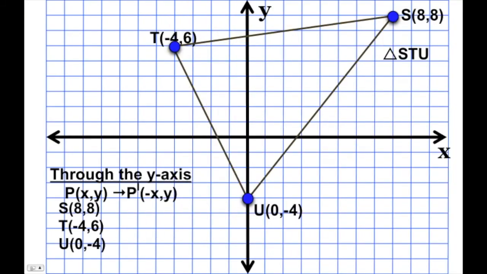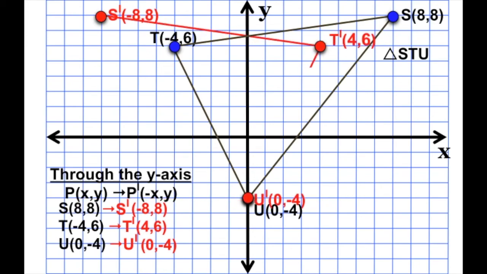So here we have our triangle STU, and we want to reflect it through the y-axis. And because we're reflecting it through our y-axis, our x-coordinate is going to change to its opposite. So let's change each of our points. S is going to become S prime at negative 8, 8. T is going to become T prime at positive 4, 6. And U is going to become U prime at 0, negative 4. So let's plot our points. That's S prime, T prime, U prime. And so your image should look something like this. Triangle S prime, T prime, U prime.